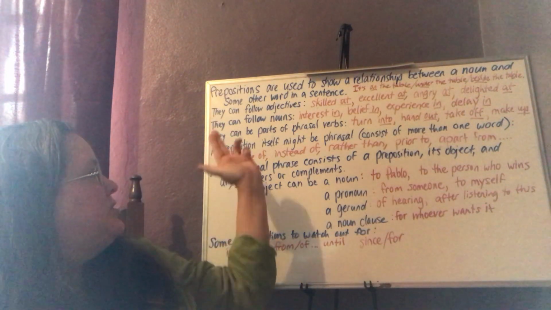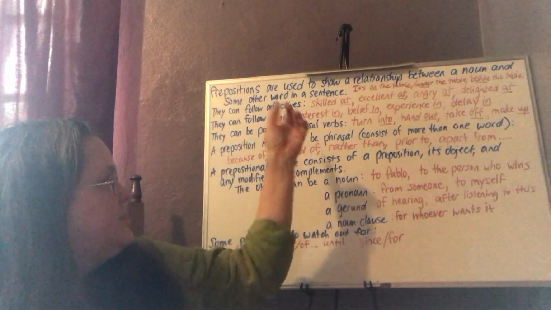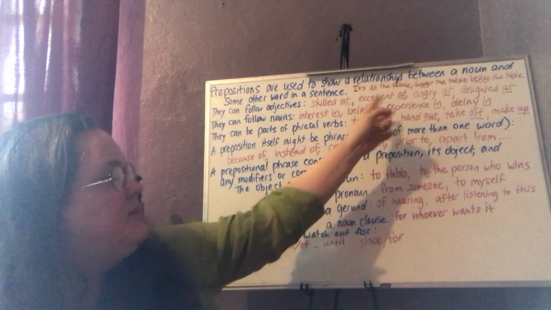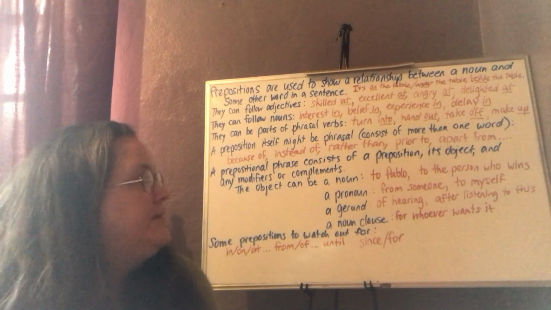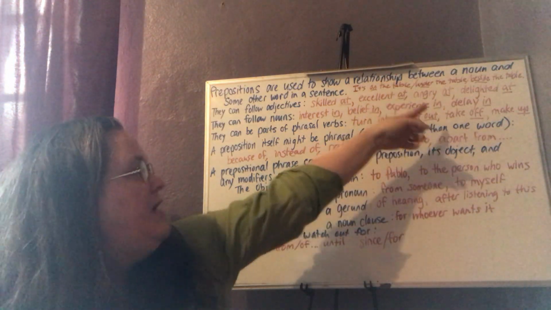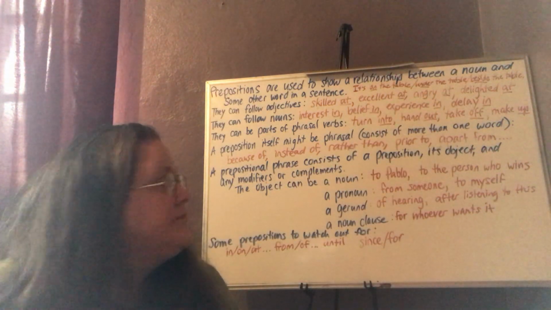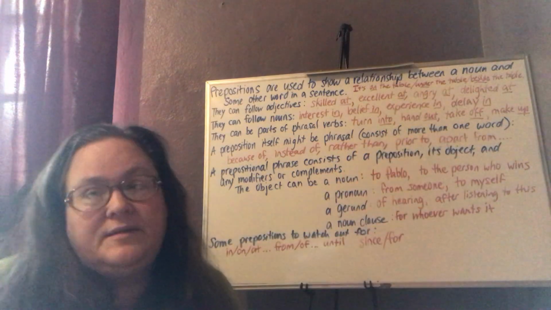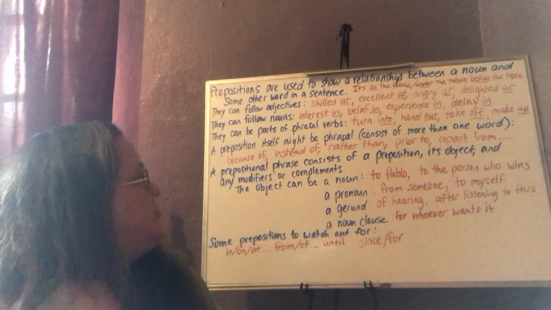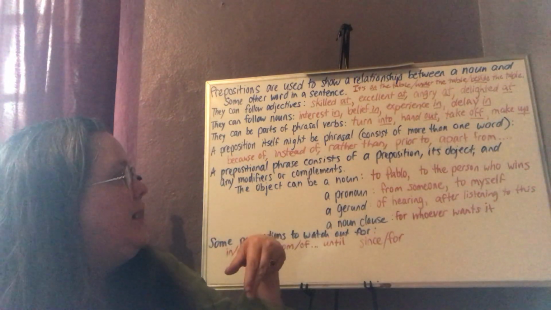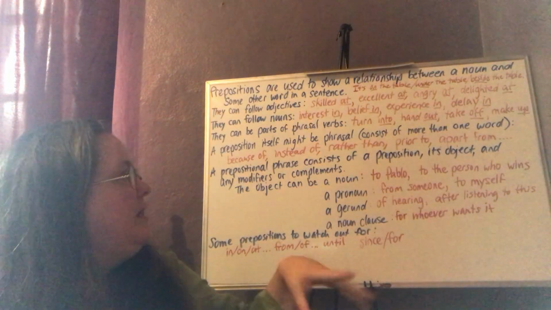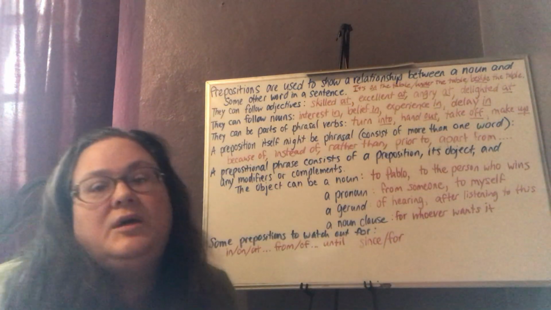A preposition can follow an adjective like this, skilled at, I'm skilled at archery or whatever. Excellent at, she's excellent at getting good grades. Angry at, he's angry at me. Delighted at, I'm delighted at this news. Okay. So those are all with the preposition at, and of course they need their object to connect to that adjective.